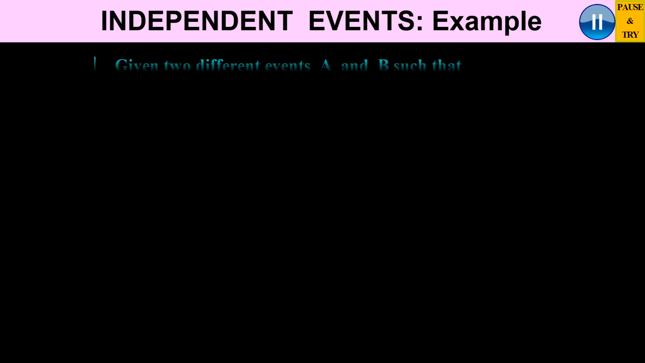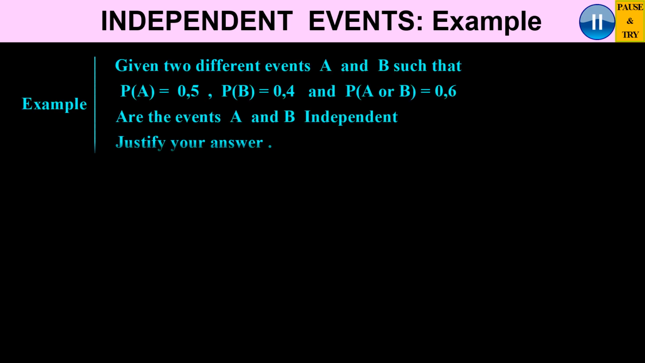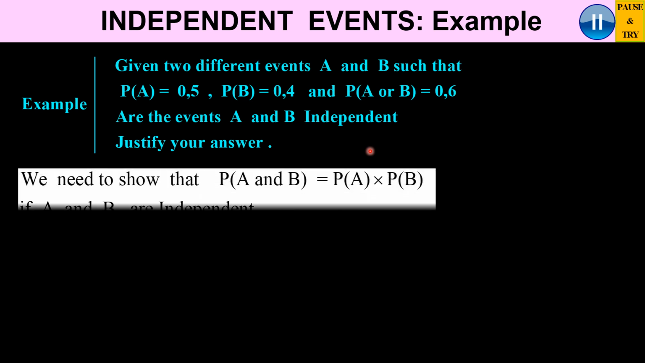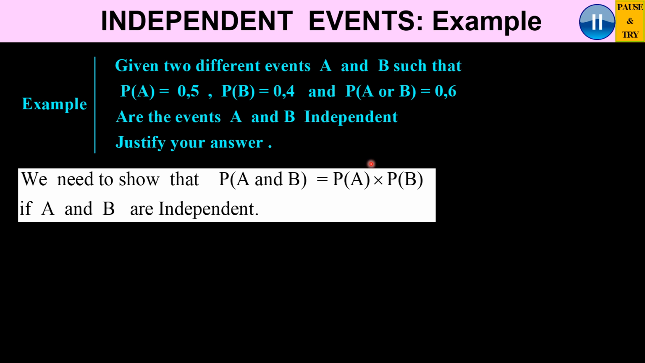Now let's consider this example here. We have 2 different events A and B such that the probability of A is 0,5, probability of B is 0,4, and probability of A or B is 0,6, right? Now we are asked to determine whether A and B are independent events, and we have to justify our answer. So if they're going to be independent, we have to show that the probability of the intersection is going to be the product of the probabilities of the 2 events.